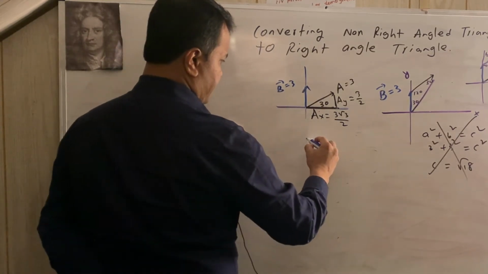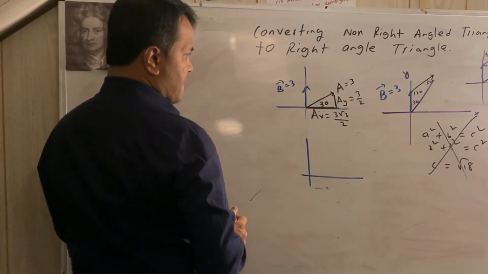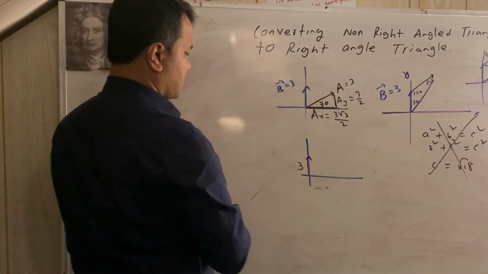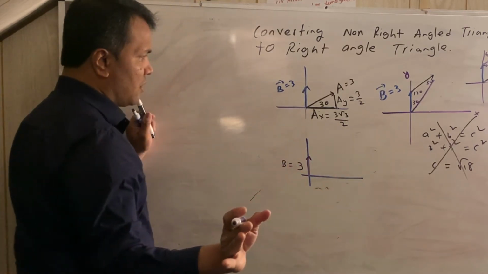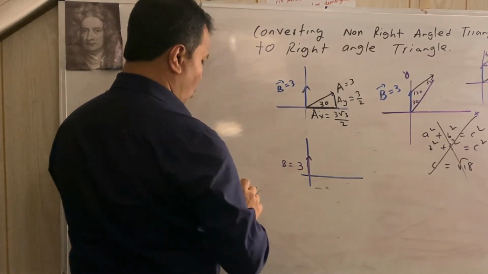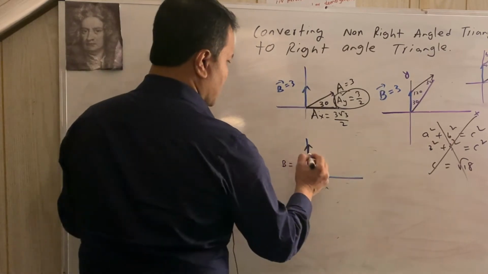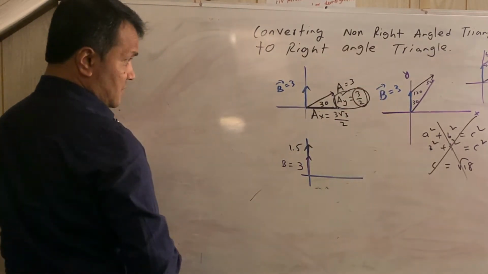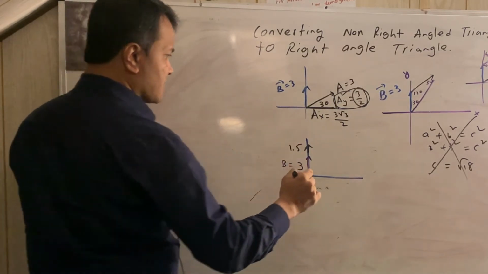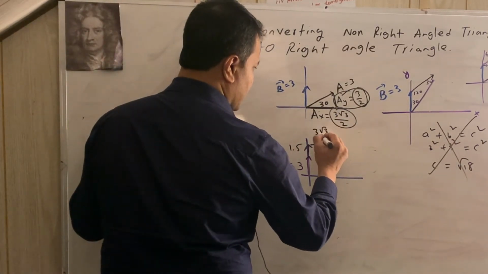So let's draw it again. First things first, I'm going to draw vector B. So this is vector B. The magnitude of vector B is 3. Now I'm going to draw the y component of vector A on top of vector B, and that is 1.5. This is 1.5. That's good. Now I'm going to draw the x component of vector A, and that is this. And what is this? It's 3 root 3 over 2.